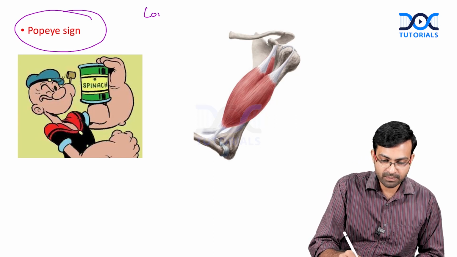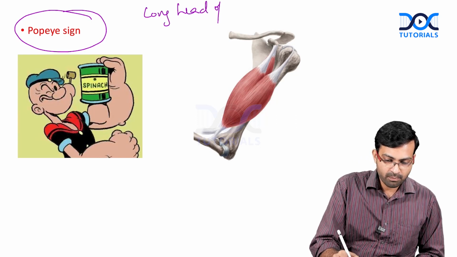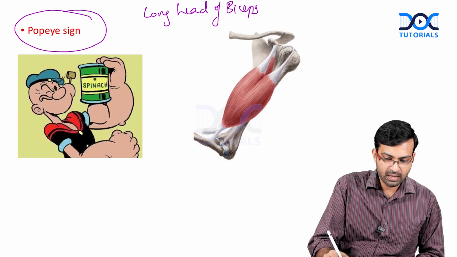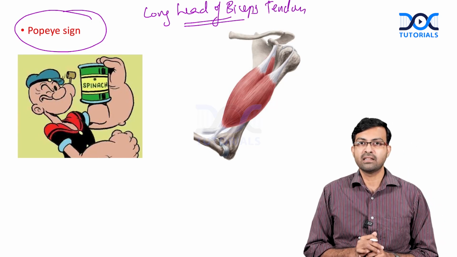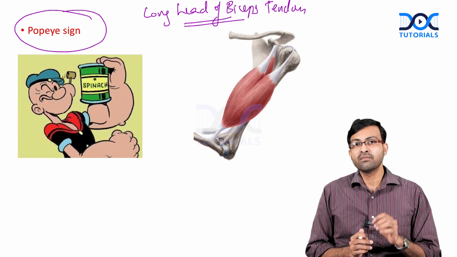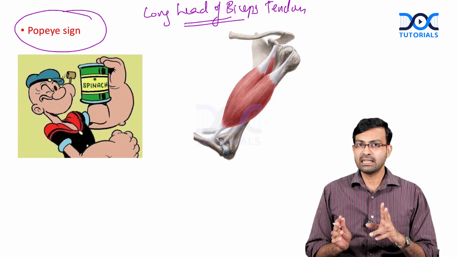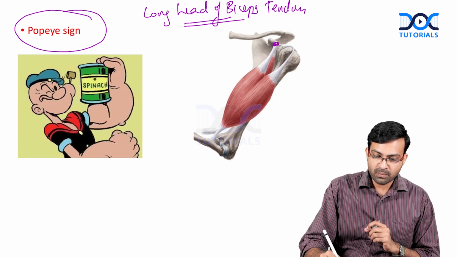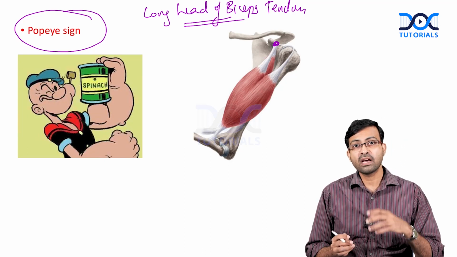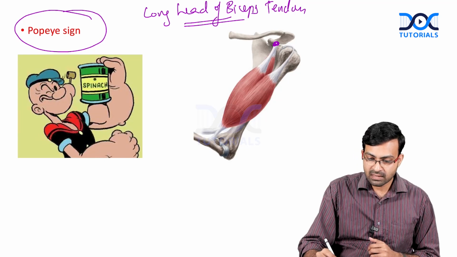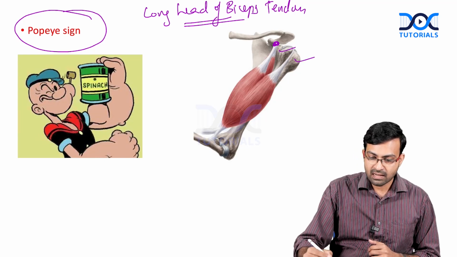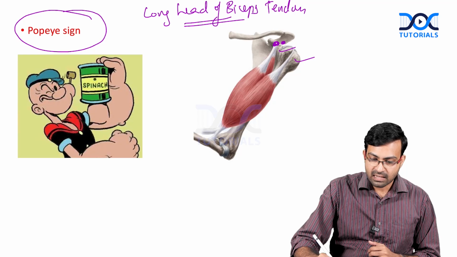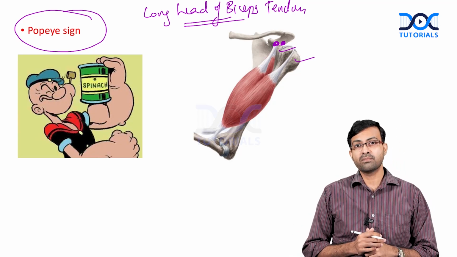Long head of biceps tendon ruptures, produces this sign. Okay, how does this happen? We all know that biceps has two ends, isn't it? One is your short head, which is attached to the tip of the coracoid process here. Then you have a long head which passes between the greater tuberosity and the lesser tuberosity and gets attached onto the top of the glenoid process.